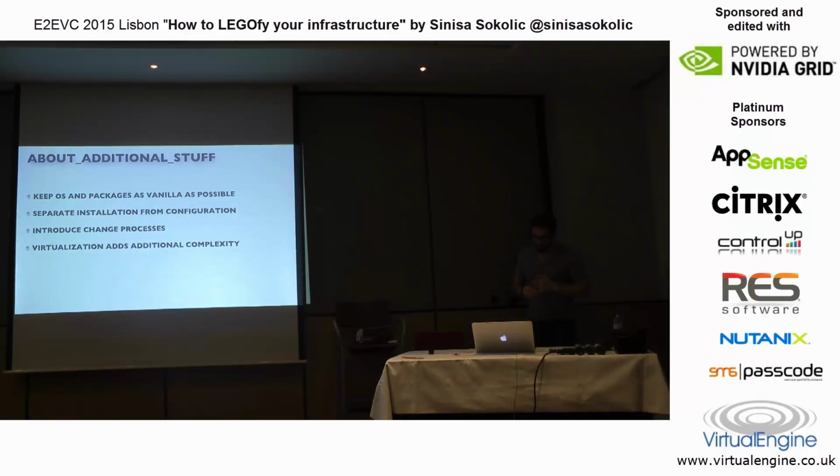What about additional things? Like I said, every component should be as generic as possible so that we can reuse it on another, for another customer or at another system, to be able to automate installations of different infrastructures. We should separate the installation from the configuration, as always. We need to take care of the change processes for the staging and the versioning, and we should take care that every virtualization layer that we add adds additional complexity to our environment.